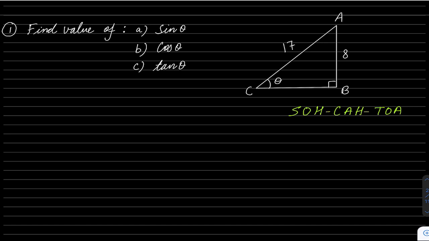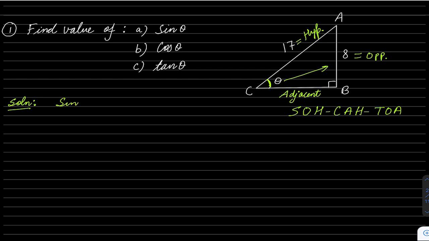Then the next thing I do is I write which side is opposite, which is hypotenuse, and which side is adjacent. As you can see, our angle theta in this case is this angle C. What's the side opposite to this? You can see the side opposite to this is this 8. So this becomes my opposite side. And we know hypotenuse is the longest side, so this is my hypotenuse. The side that is adjacent to angle theta becomes our adjacent side.